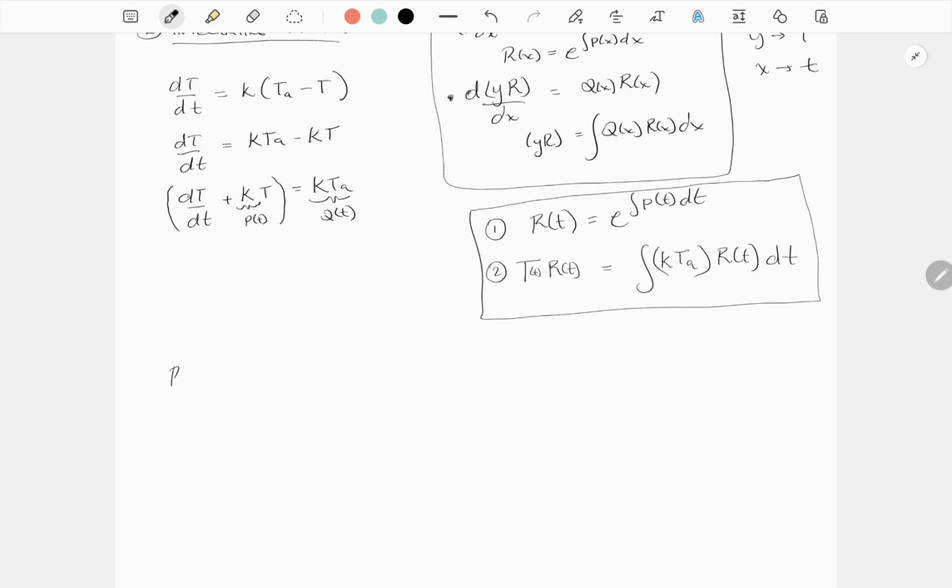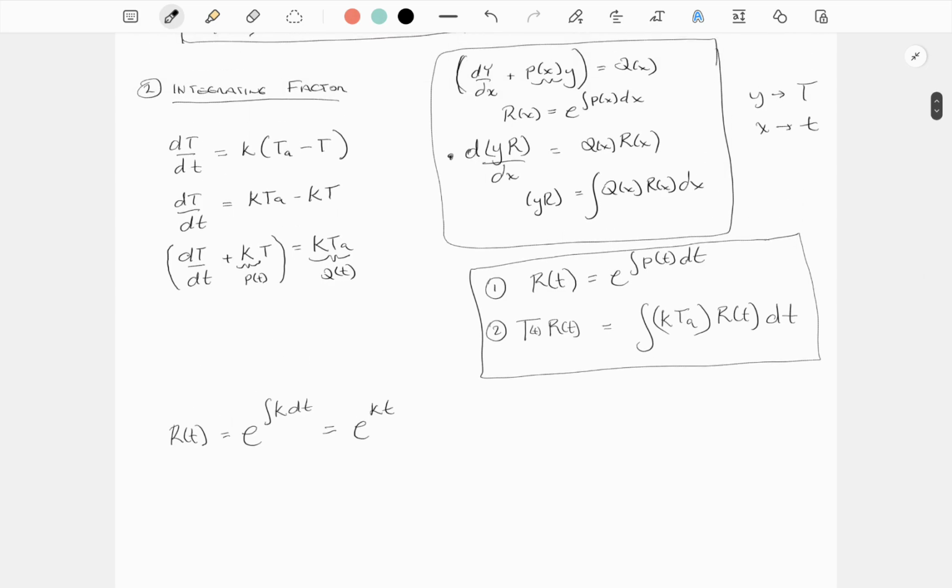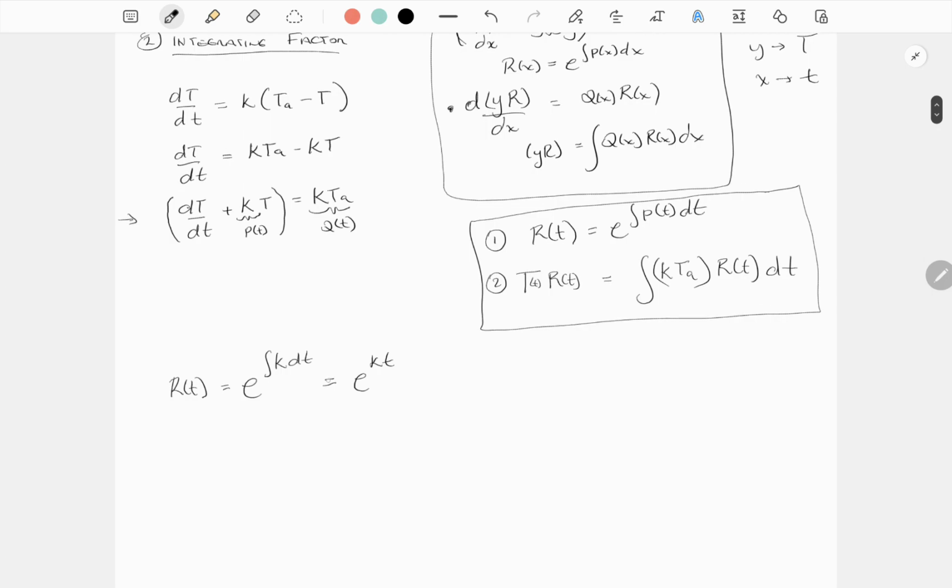So r of t, what is r of t? It's e to the integral. What was p of t? Just k, and then dt. So this becomes e to the kt. There's the plus c, but remember, because r of t multiplies on both sides of this equation, the c will cancel out. So we can ignore that from the integral here.